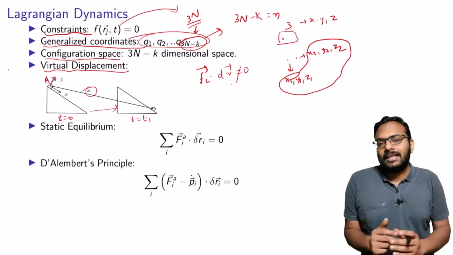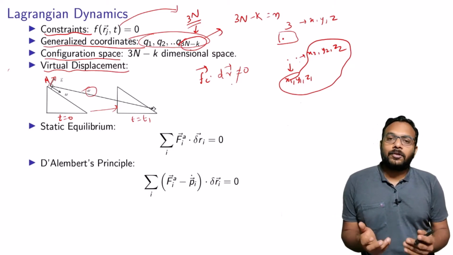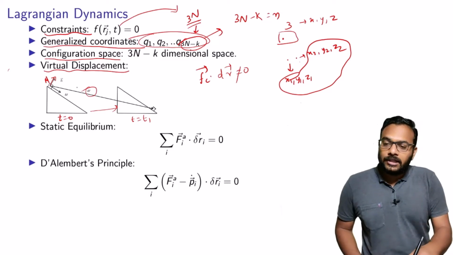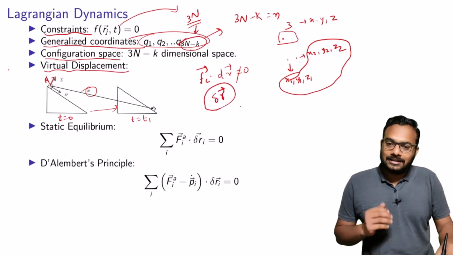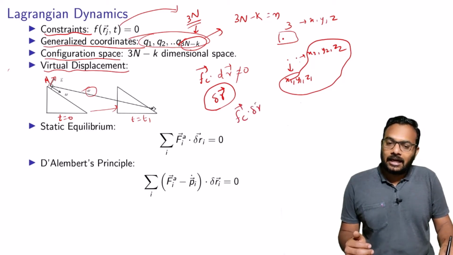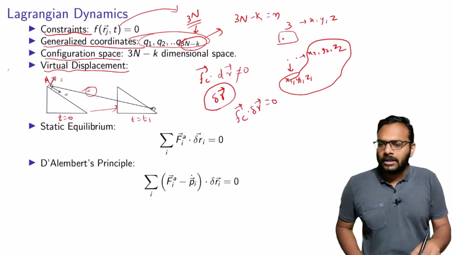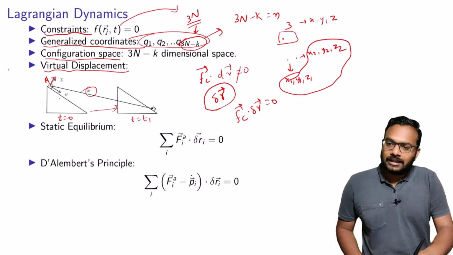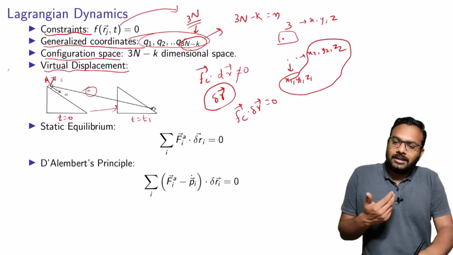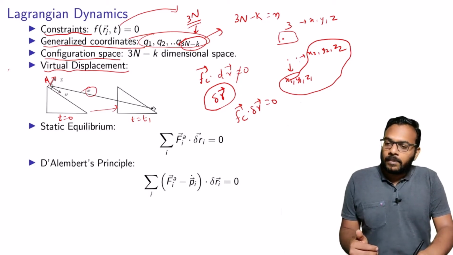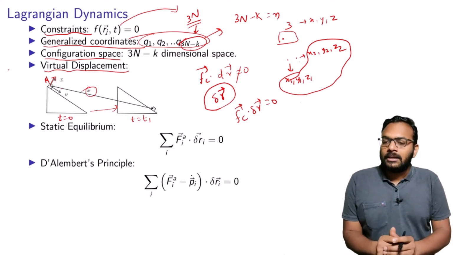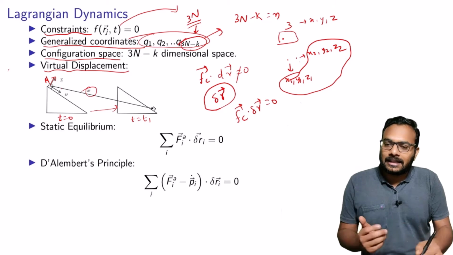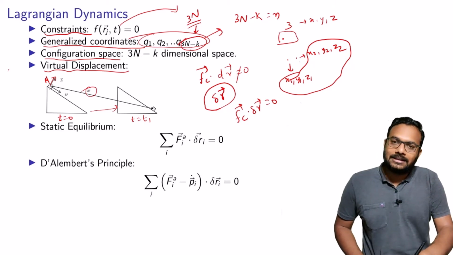So mainly in order to eliminate the forces of constraint from our formalism, we introduce a new displacement called the virtual displacement, denoted as delta r vector. We need to choose delta r vector in such a way that Fc dot delta r vector is equal to 0. So we choose delta r vector like this. It's a possible displacement of the block of mass m, and this displacement is allowed by the constraint. The constraint just says that it has to be on this inclined plane.